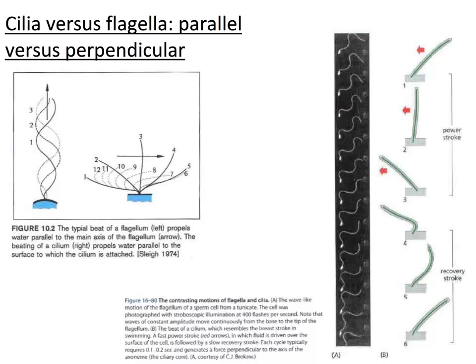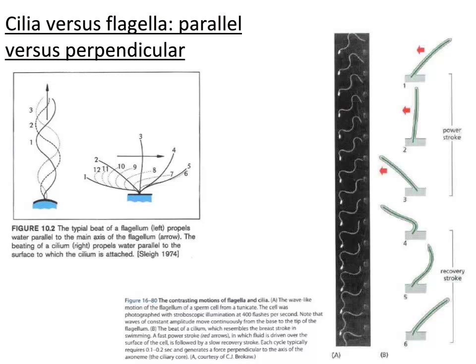Now, when I talked about cilia versus flagella, I said that cilia effectively just beat on the side of an organism, whereas the flagella whips in a tail-like motion. And what you can see here in figure 10.2 is the beat of a flagellum on the left-hand side, okay, and the beat of a cilia on the right-hand side. So what you can see is that the cilia on the right-hand side is just beating backwards and forwards. So it's basically moving in a stroke from parallel to the body, up through 90 degrees, back down through 180 degrees, parallel again to the body.